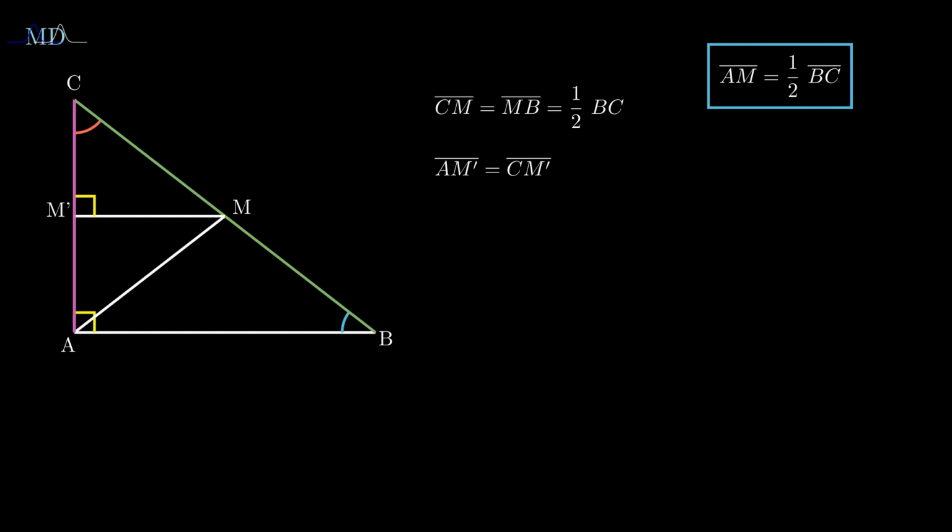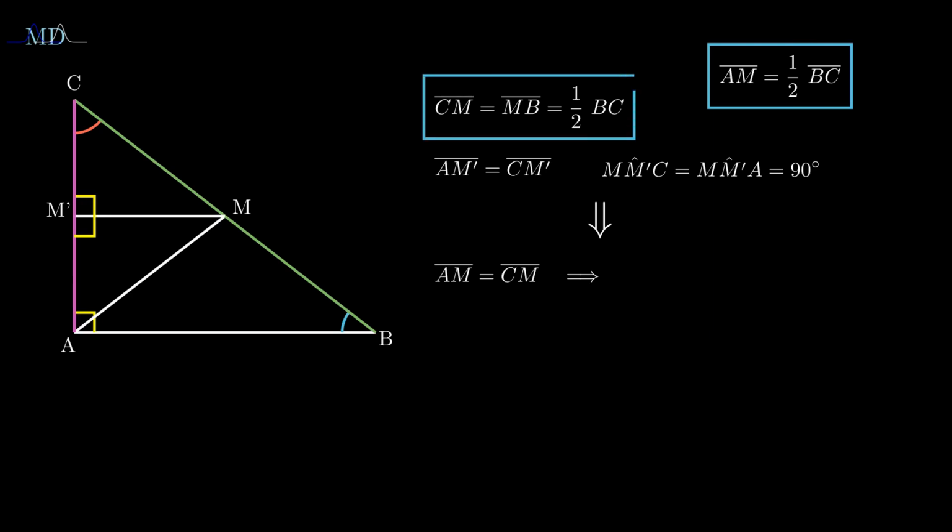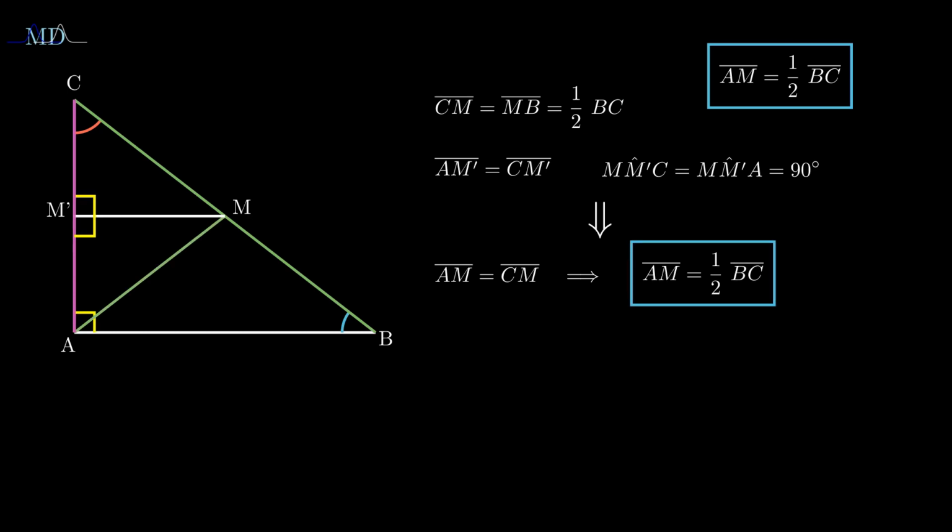If we consider the two triangles MM'C and MM'A, we notice that two sides and the angle between them are congruent. So we deduce that the two triangles are congruent, and AM must be congruent to CM. CM is 1/2 of the length of the hypotenuse. So we have proven the statement.